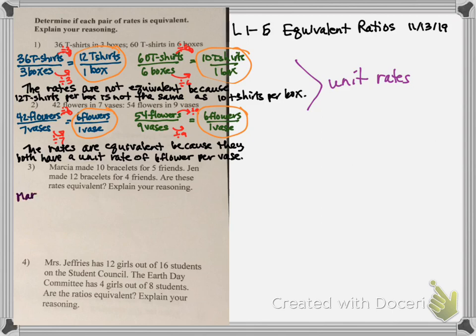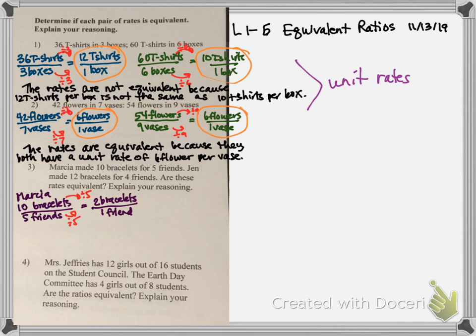So let's talk about Marsha. Bracelets over 5 friends. So again, I'm going to create a unit rate by dividing top and bottom by the denominator of 5. And that's going to give me 2 bracelets and 1 friend. So each friend's going to get 2 bracelets. Okay, that's cool. Let's check out the next person.